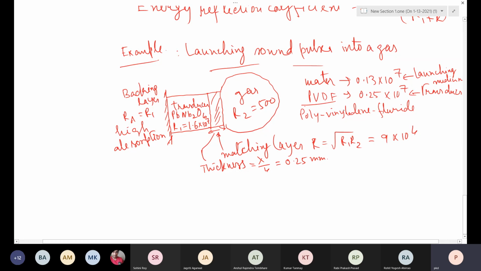Still we can have it, like we can have some fluid, water-like fluid, whose acoustic impedance is in between these two, like epoxy. We can use epoxy in between, but even without a matching layer, we have this discontinuity quite low, because ultimately the energy reflection coefficient is the square of the difference. So because it is the square of the difference, it will be still lesser.